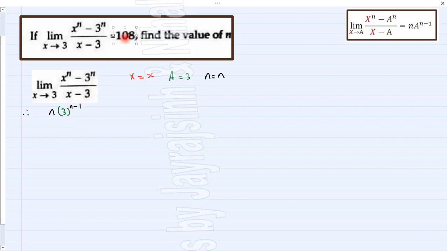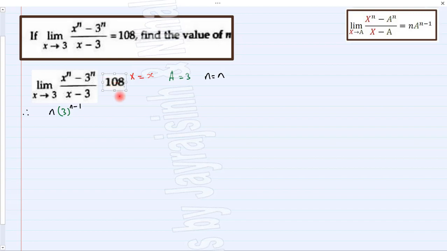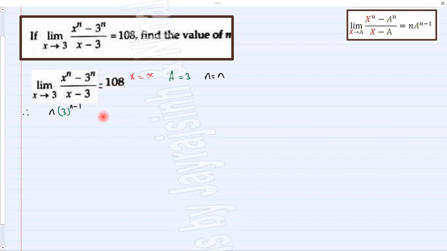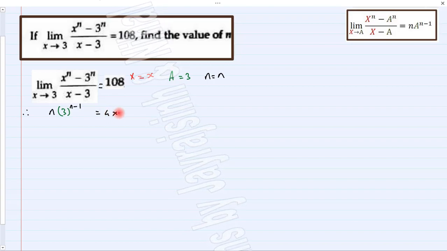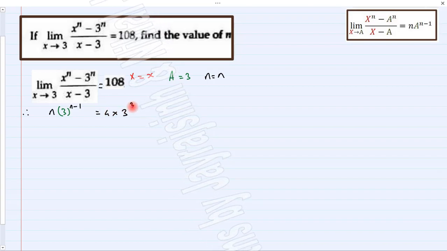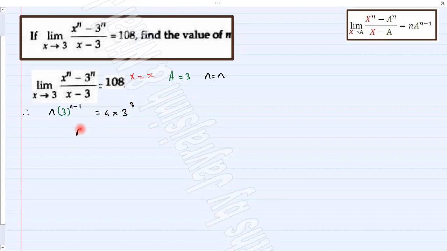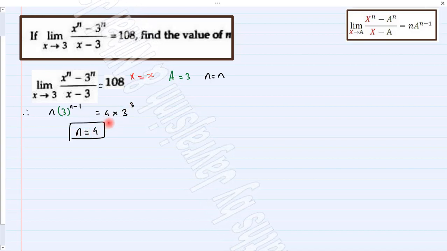Now we know that this term is equal to 108. So 108 can be simplified as 4 into 3 raised to 3. So by comparing both sides, your n will be 4. Ta-da!